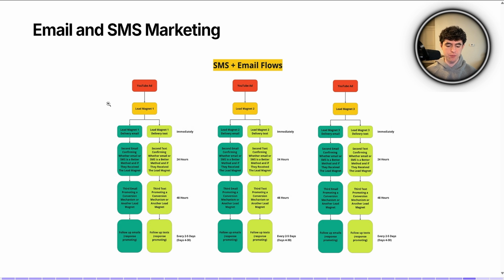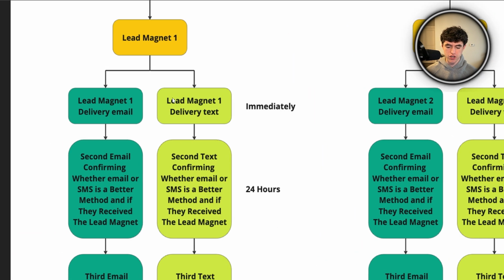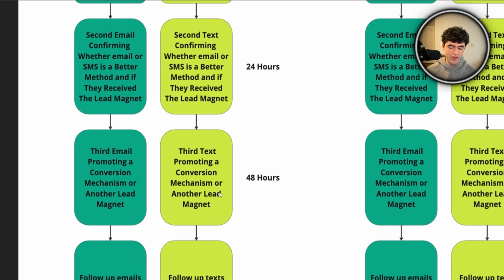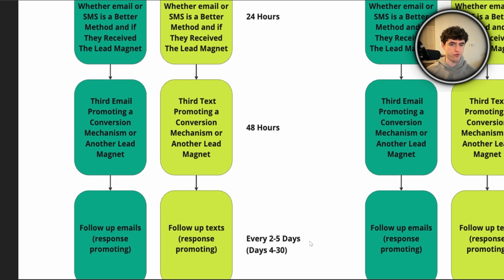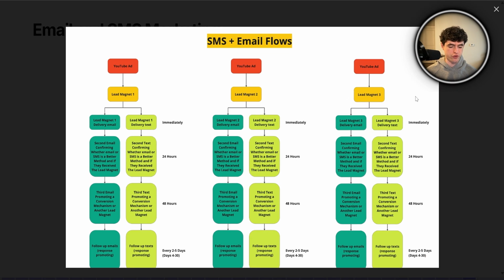So for email and SMS marketing, here's just an example. You can take a screenshot of email and SMS flows that I typically send out. They're going to come from your YouTube ad. They're going to land on a landing page with your lead magnet. And from here, you're essentially just going to want to follow this framework of a delivery email and a text simultaneously sent immediately. And the same thing applies after 24 hours and then 48 hours and then every 2 to 5 days for a total length of 30 days. And the same applies to different lead magnets as well. And you can, again, take a screenshot of this, check it out. That's basically the framework that I use.